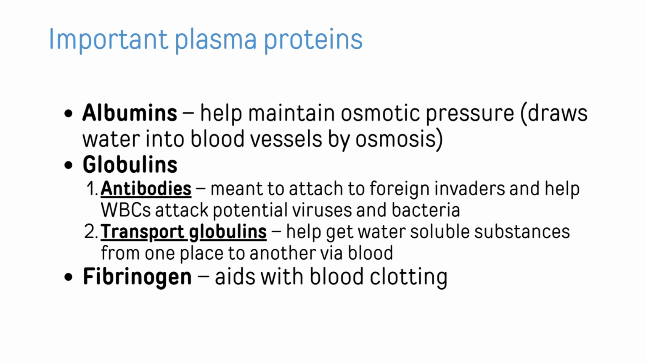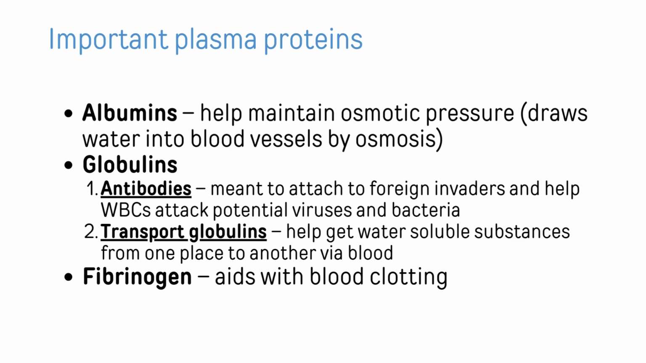Now, when we're talking about plasma proteins, probably the most important one, at least by weight, is albumin. Albumin helps maintain osmotic pressure, basically keeps water in the blood so we don't have blood pressure drop continuously. So, albumins help draw water into blood vessels by osmosis.